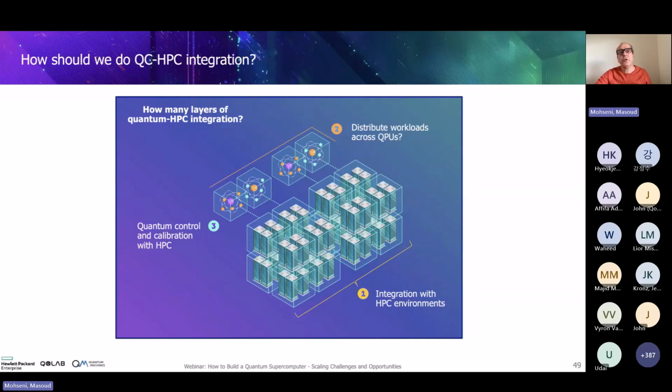So how should we do this quantum computing and HPC integration? At the top layer, it's a more obvious integration: you have HPC infrastructure, you want to run some algorithms or solve some problem, you use the existing HPC system, but you might want to call a quantum computer some of the time. That's one layer of integration at the top level that we have addressed.